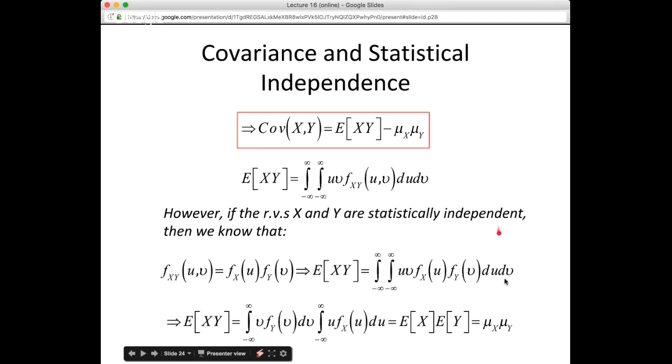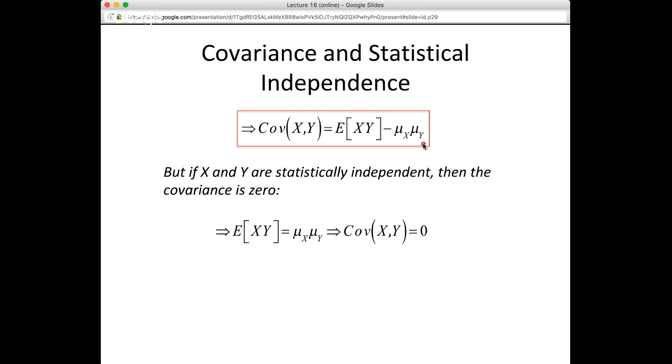All right, so if we come back to our definition of covariance, then if x and y are statistically independent, this quantity here is just mu x times mu y, and that minus mu x times mu y is going to be 0. So that implies that when we have statistically independent random variables, the covariance is equal to 0. There we go.